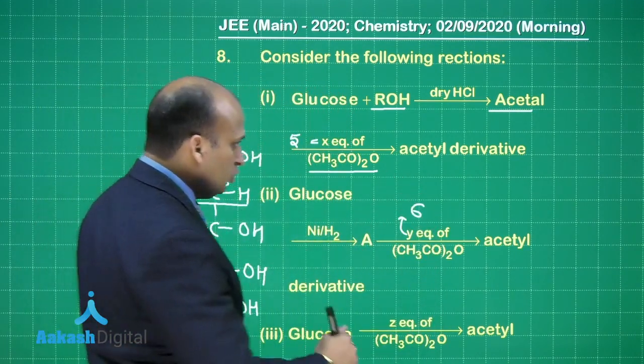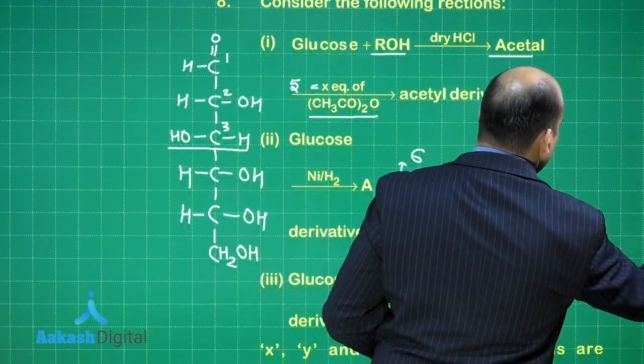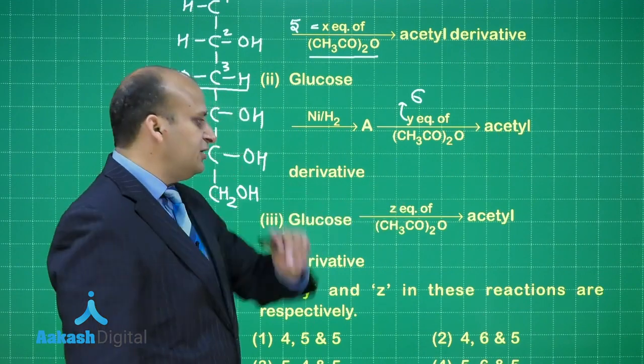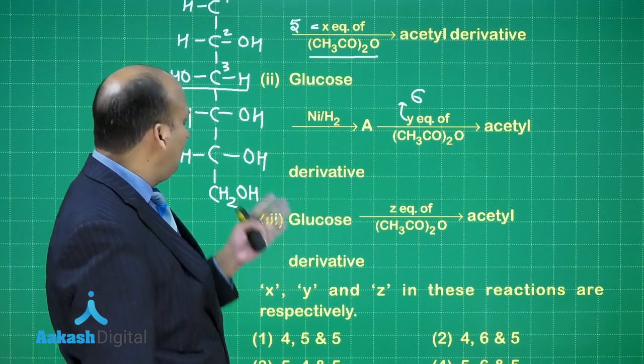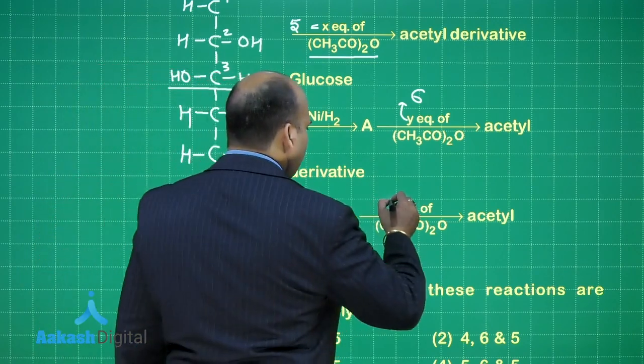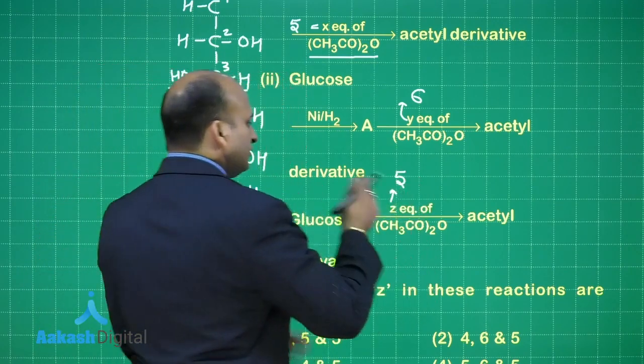Okay. Let's go ahead. So you see, just the structure of glucose is helping us out. In the third case, you are directly reacting it with acetic anhydride. Now, how many OH are there? 1, 2, 3, 4, 5. So the value of z should be 5. So it is 5, 6, 5.